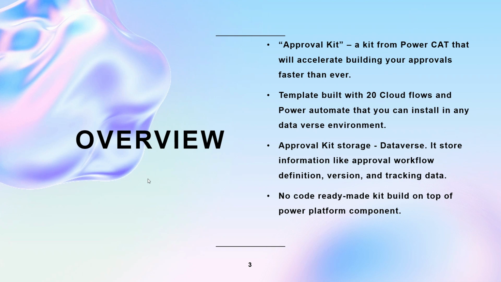So approval kit is basically a no-code, ready-made kit built on top of Power Platform components. Approval kit templates are built with 20 cloud flows in Power Automate that you can install in any Dataverse environment. If I talk about the storage of approval kit, it stores everything in Dataverse. So it basically stores information like approval workflow, definition, versioning, and tracking data. Approval kit is a kit from PowerCAT that will help you build your approvals faster than ever.